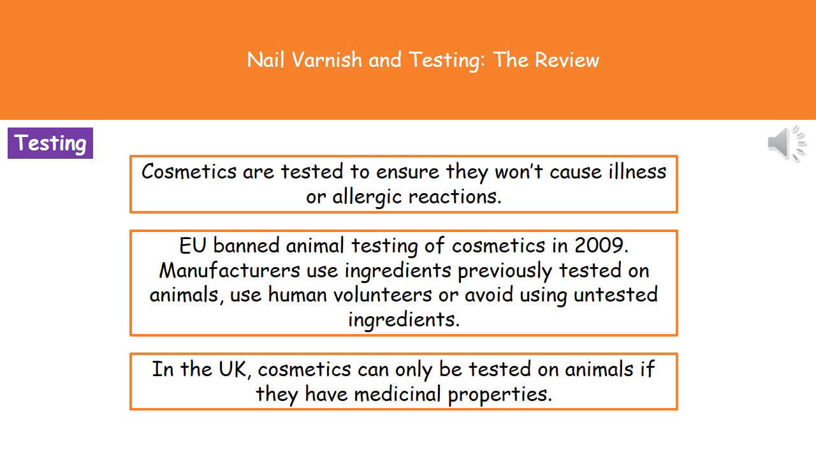So what manufacturers have to do is use ingredients that had previously been tested on animals so they know they're safe. They could use human volunteers or just avoid using untested ingredients.